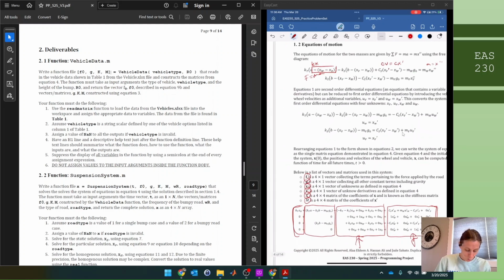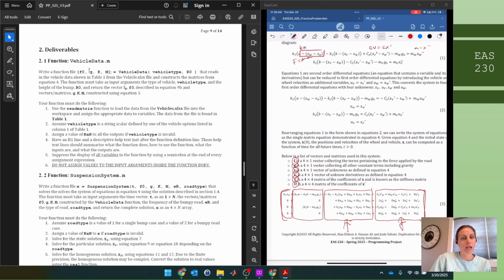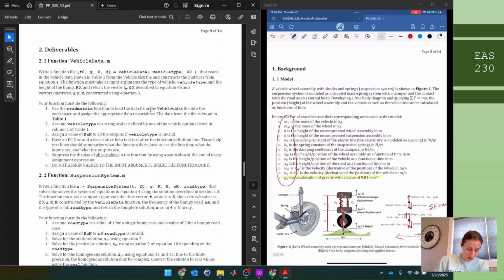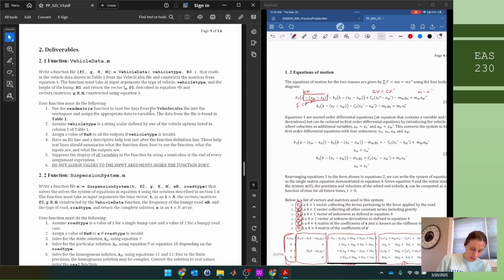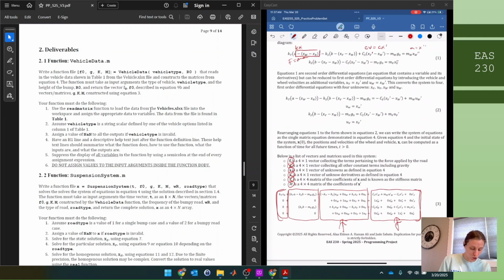Okay, but note, once you construct those, you go on ahead and do your first function. So you can write your first function vehicle data. Because vehicle data is just reading in all of these constants from a file, because it depends on what kind of car you have, because the mass of the cars are different, the springs are different, the dampers are different, the heights are different. All that depends on the vehicles. So you can read in that data, and then you can go ahead and construct F, G, M, and K.